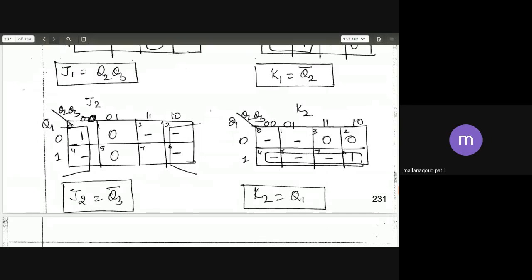Then is grouping of 8 possible? No. Is 4 possible? Yes. See here, cell number 1, cell number 4, cell number 2, cell number 6 is possible. When you group these 4 combinations, the row address will not exist. Column address will be 0, 0 for the first column, and the last column address is 1, 0. Which is common? 0 is common. 0 belongs to Q3, so Q3 bar. J2 equal to Q3 bar, because you had an idea of K-map minimization.